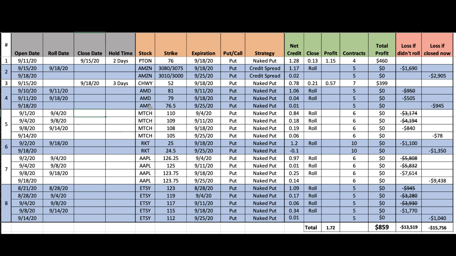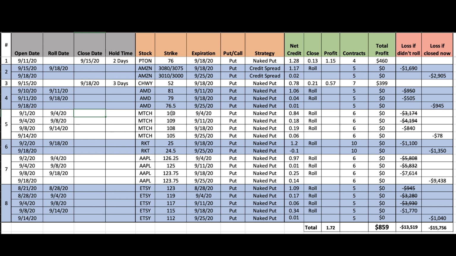The rest of my trades are trades that I've been rolling. So AMD, I've been able to roll it down from the 81 down to the 76.5 strike price. So I've been getting some really good rolls for that one. I rolled it this week and got a 1 cent credit. You can see right now, if I were to close this out, I would lose about $945.